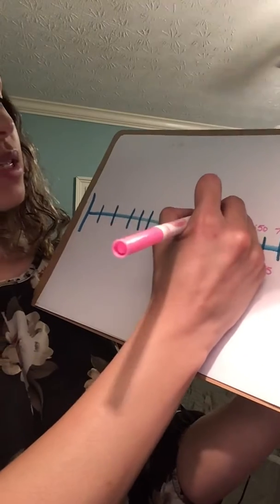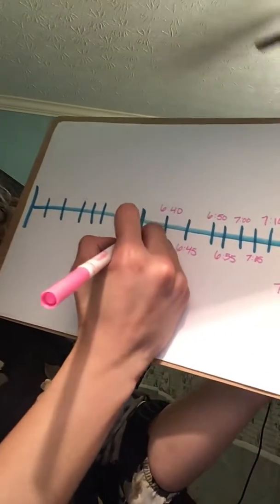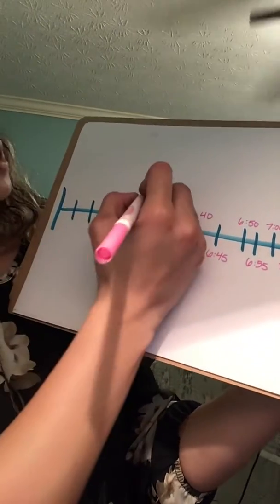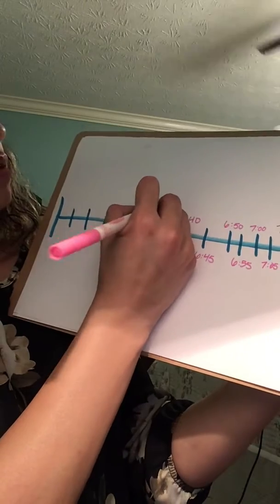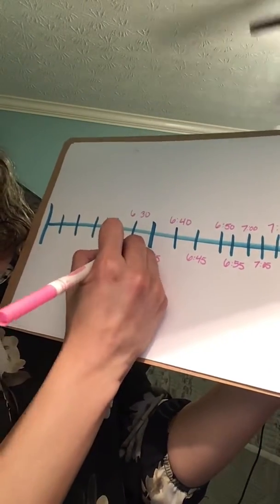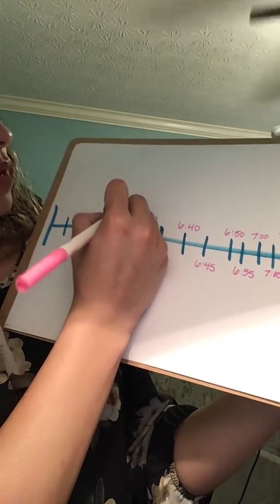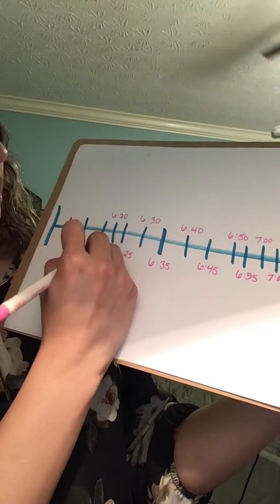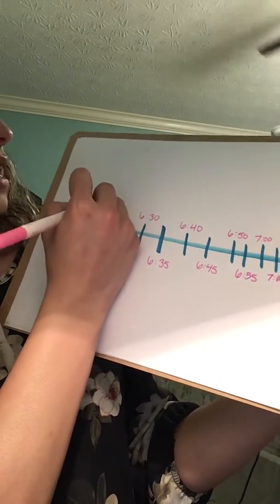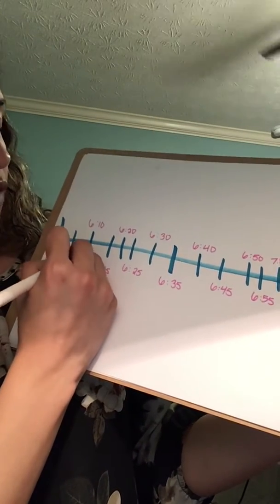6:45 minus 5 minutes would be 6:40. 6:40 minus 5 minutes would be 6:35. 6:35 minus 5 minutes would be 6:30. 6:30 minus 5 minutes would be 6:25. 6:25 minus 5 minutes is 6:20. 6:20 minus 5 minutes is 6:15. 6:15 minus 5 minutes is 6:10. And 6:10 minus 5 minutes is 6:05.